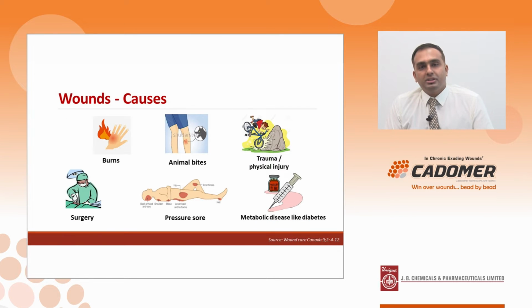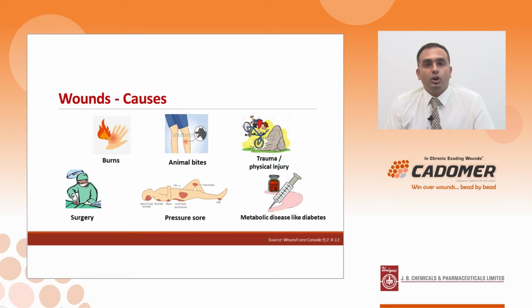So let's now understand how wounds are caused. Let's look at the causes one by one. A wound can be caused because of burns. Burns would include excessive heat, electric shock, or even chemicals like acids. Then animal bites. The best example I can quote is a dog bite. Because of the dog bite, there is tremendous pressure and shear from the teeth of the animal, which can cause the wound.